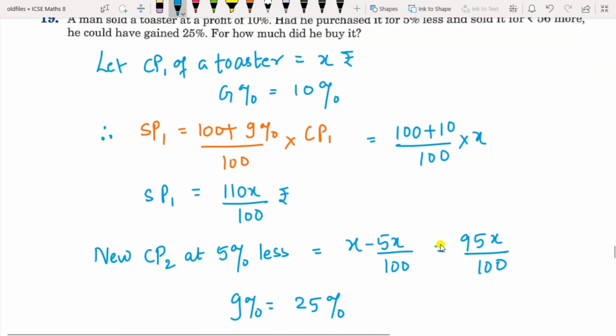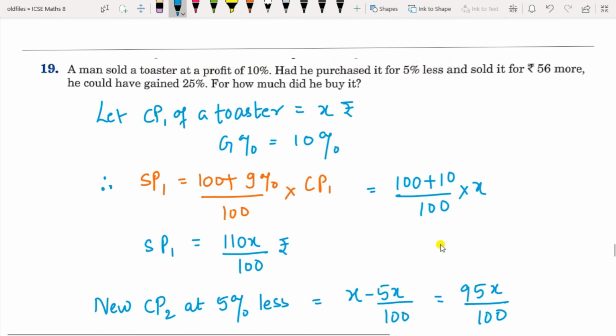Question 19. A man sold a toaster at a profit of 10%. Had it been purchased for 5% less and sold for 56 more, he would have gained 25%. For how much did he buy? Similar question as question number 18. So, the cost price, let us guess it as X. He has made a profit of 10%, so the original selling price will be 110X by 100 rupees.